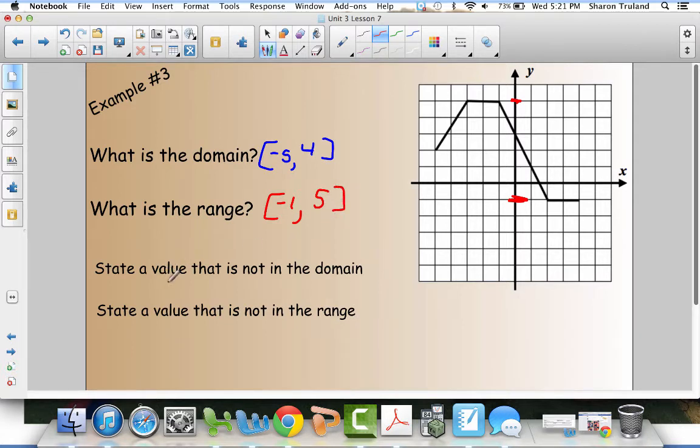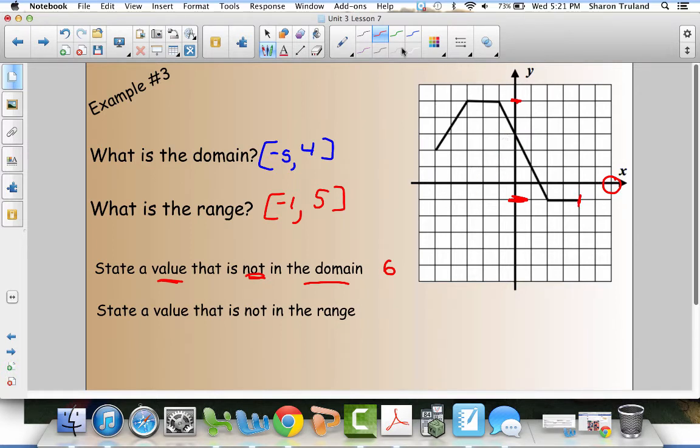So now I'm asking you, if you really understand this, can you pick a value that's not in the domain? Let's see. I'm going to go for this one right here. 1, 2, 3, 4, 5, 6. 6 is not an input. It doesn't have any answers. See, here the graph stops right here. There is no answer at 6.